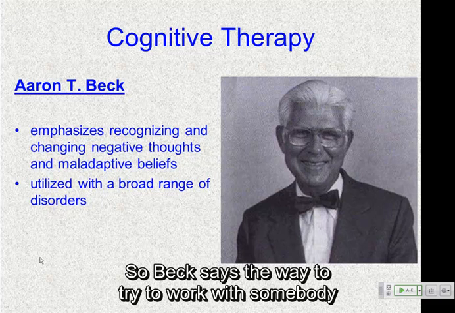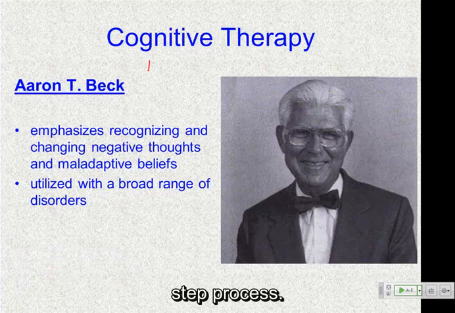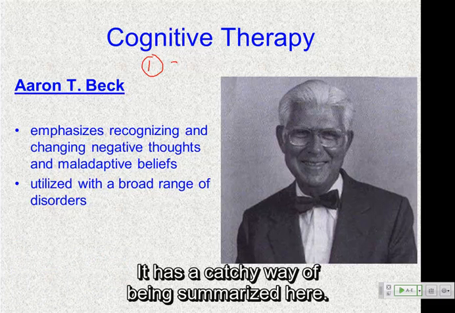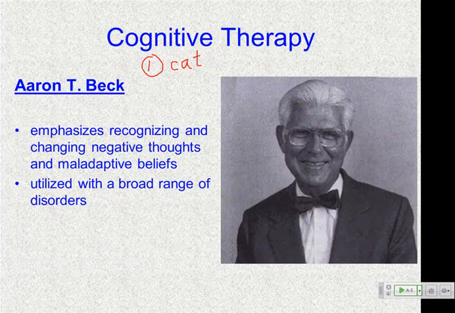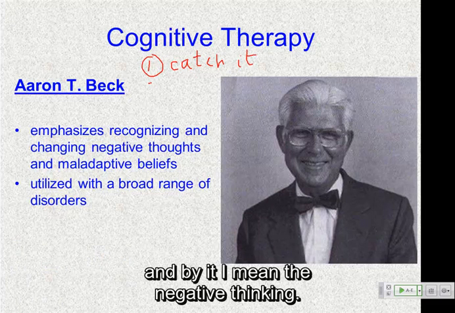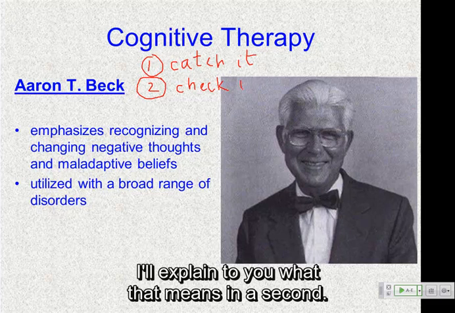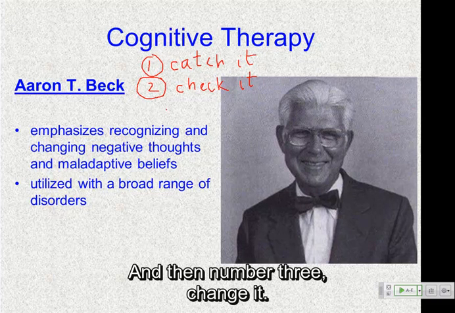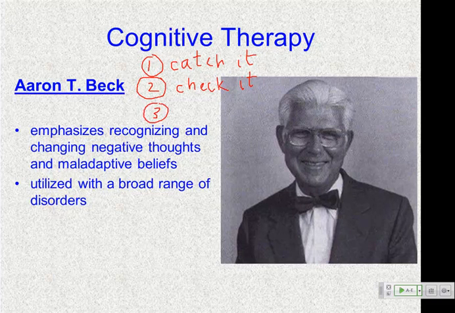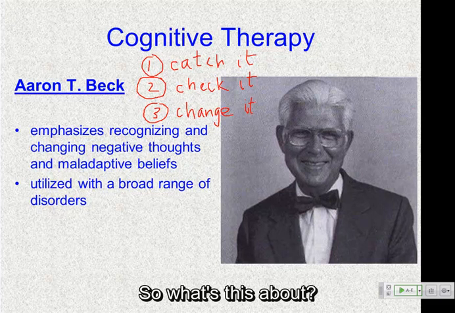So Beck says the way to work with somebody in cognitive therapy is basically a little three-step process, and it has a catchy way of being summarized here. What you're going to do is help the person, number one, catch it, and by it, I mean the negative thinking. Number two, check it. I'll explain what that means in a second. And then number three, change it. Okay? Real easy to remember: catch it, check it, change it. I love this stuff.